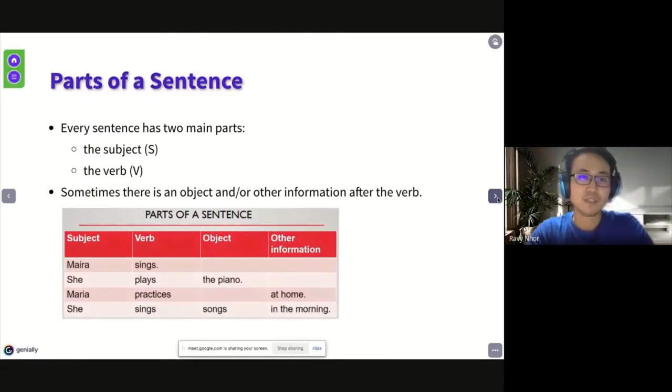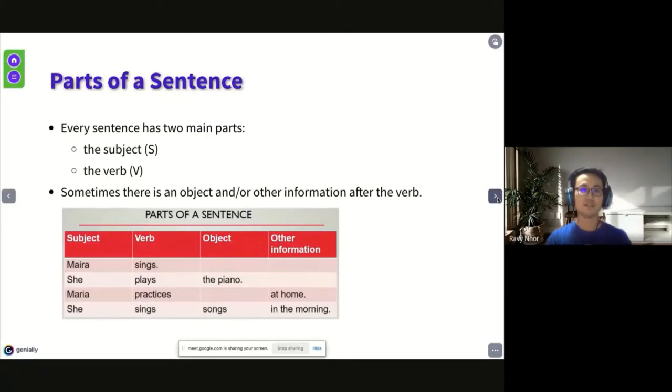And there can be an object and other information after the verb. Myra sings.